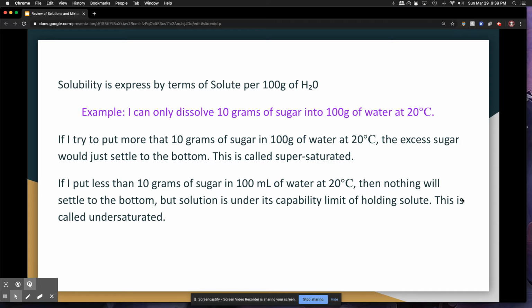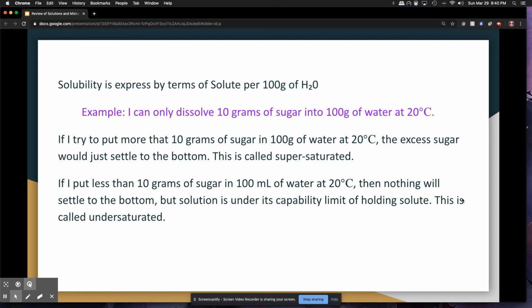Now, if you read below, if I tried to put more than 10 grams of sugar into that solvent of water at 20 degrees, the excess sugar will just settle to the bottom. So it will only take the 10 grams it could dissolve. Anything over that, it just kind of settles at the bottom. When this happens, it's called a supersaturated solution. That means there's so much solute in there that it can't dissolve it all.